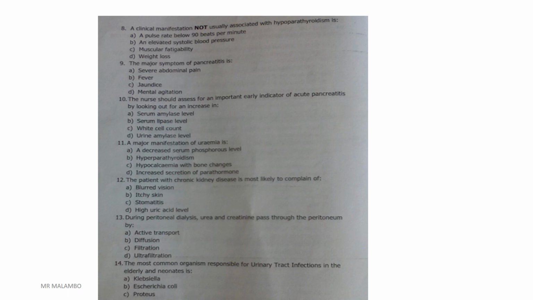Okay, all right, there we go. The most common organism responsible for urinary tract infection in the elderly and the neonate. The answer for 14 is B. Okay, that is B. 15 says the nurse should advise the following to be avoided in patients with the, okay, I can see properly there. Okay, that is pruritus, yes. So basically the best answer for 15 is C. Okay, vigorous towel drying.